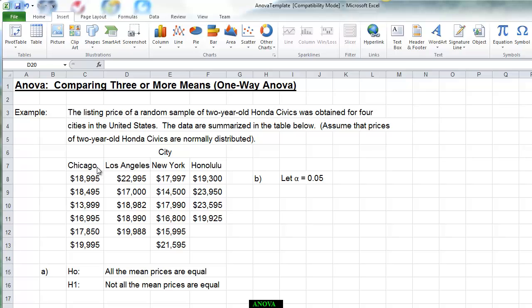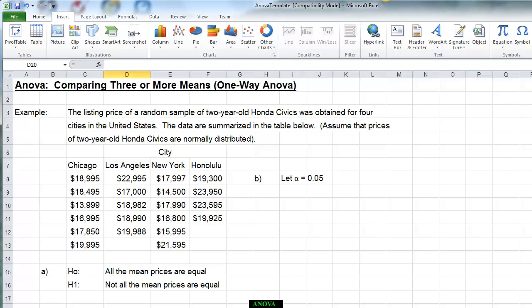for all 4 cities. So I listed the prices for Chicago. There are 6 of them, 5 for Los Angeles, 6 for New York, and 4 for Honolulu. Now, in the null hypothesis, we say that all the mean prices are equal. The alternative says not all mean prices are equal. We're using a 5% level of significance.